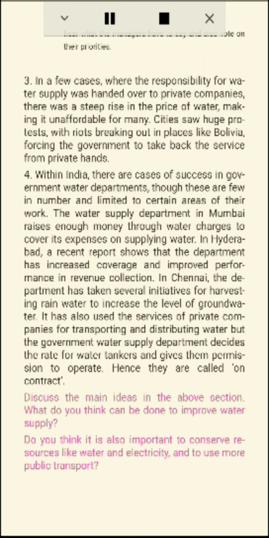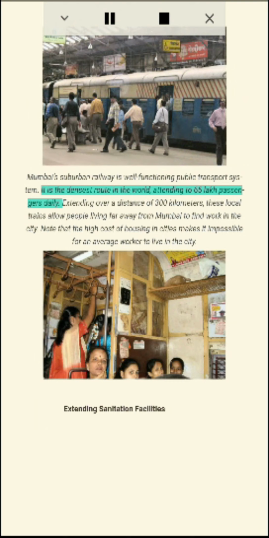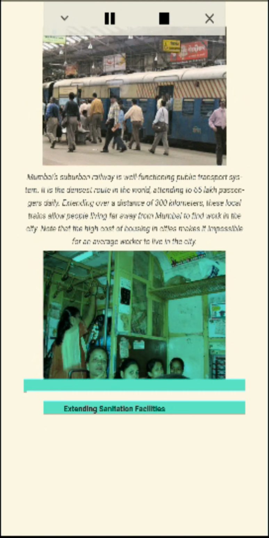Mumbai's suburban railway is a well-functioning public transport system. It is the densest route in the world, attending to 65 lakh passengers daily. Extending over a distance of 300 kilometers, these local trains allow people living far away from Mumbai to find work in the city. Note that the high cost of housing in cities makes it impossible for an average worker to live in the city. Extending sanitation facilities.